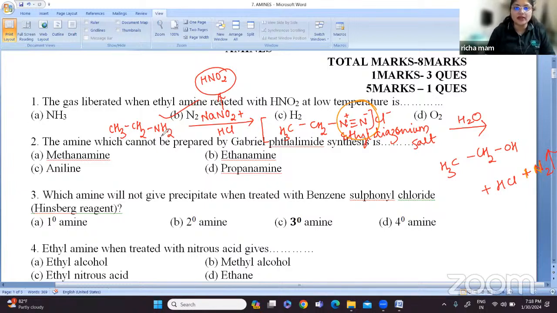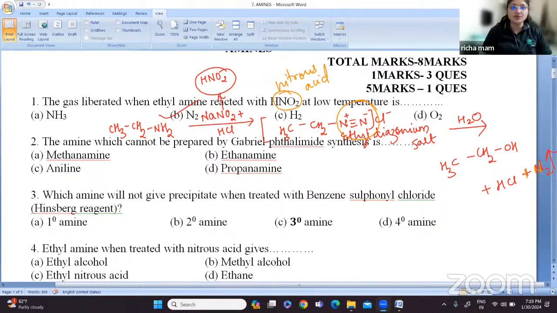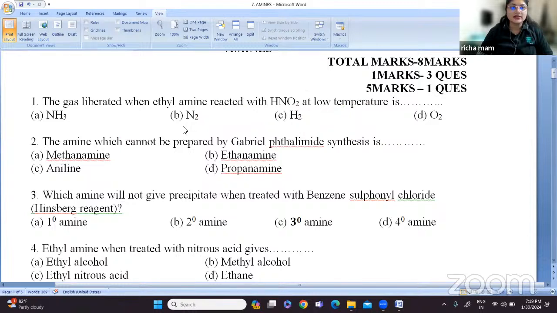Is it clear? So ethylamine, when it reacts with nitrous acid, how is this nitrous acid formed? When sodium nitrite reacts with hydrochloric acid. What is the intermediate which is formed? The intermediate formed is a diazonium salt, so ethyl diazonium salt is produced. There will be loss of water molecule, and alcohol is formed. So your amine is converted into alcohol with the liberation of nitrogen gas. Is it clear? Okay, so we will move further. Next question. The answer is B.